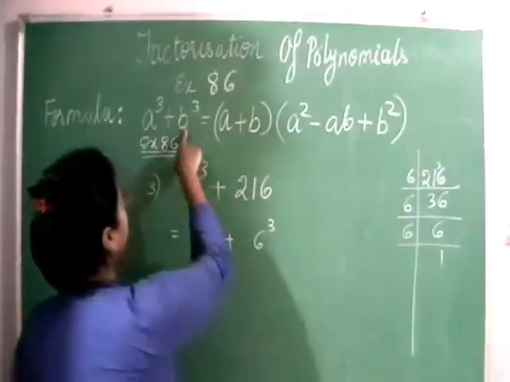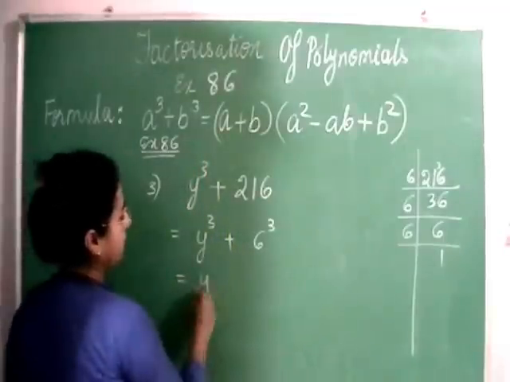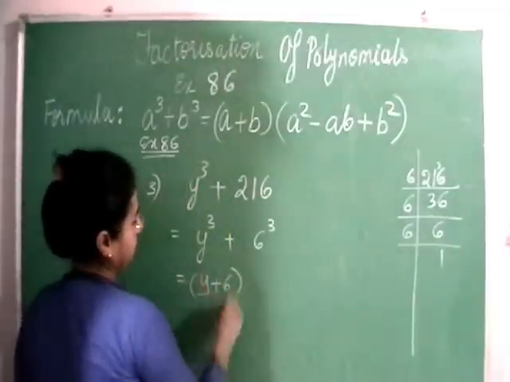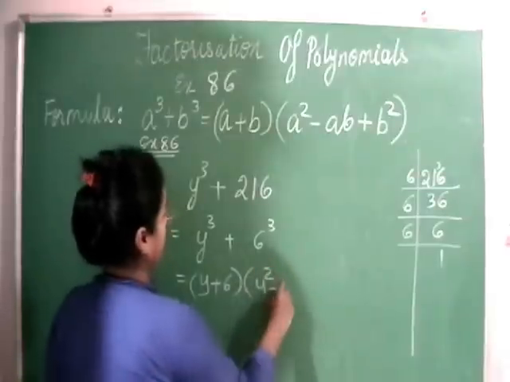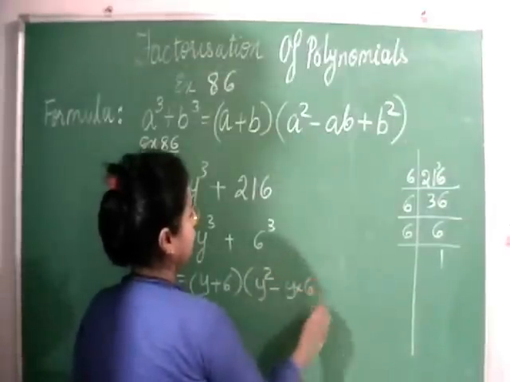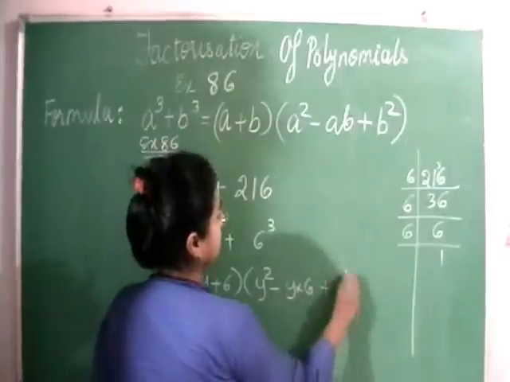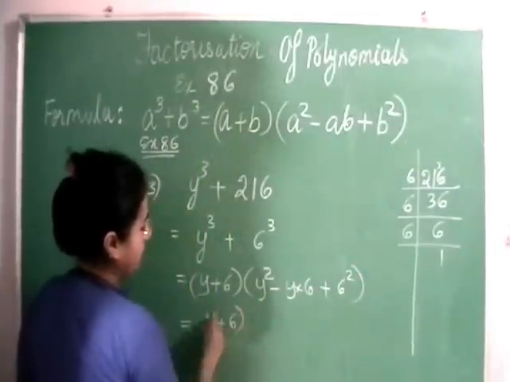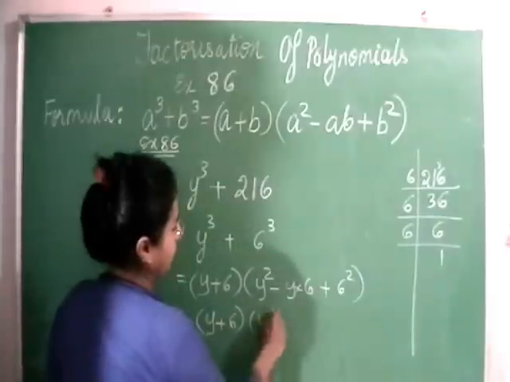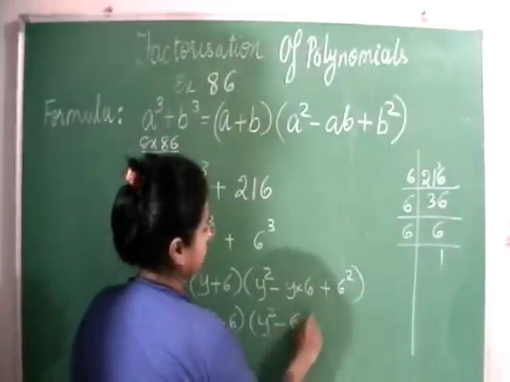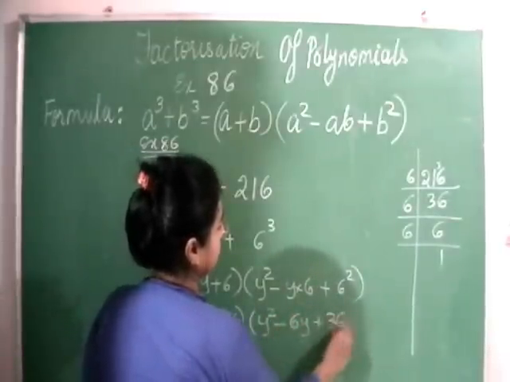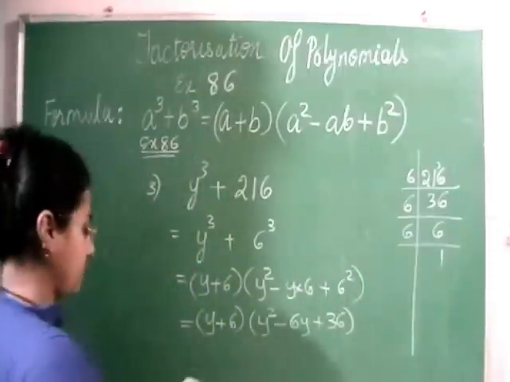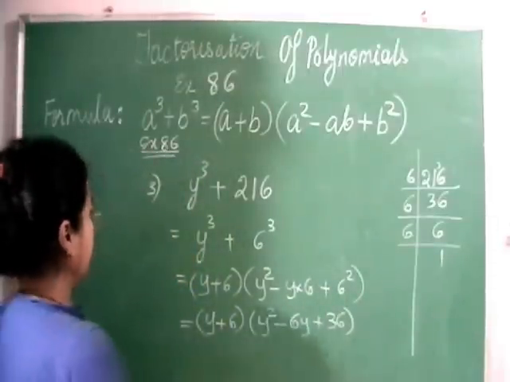See, again this is identical to this. Apply the formula. (y plus 6), (y square minus y into 6 plus 6 square), and your final answer will be (y plus 6), (y square minus 6y plus 36). This is sum number 3. Now come to sum number 4.